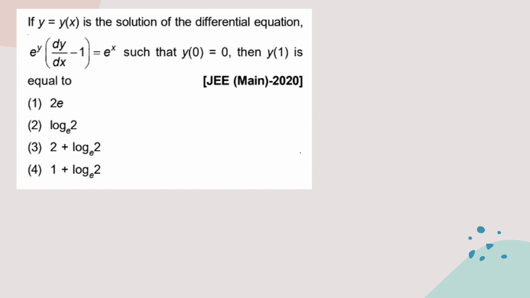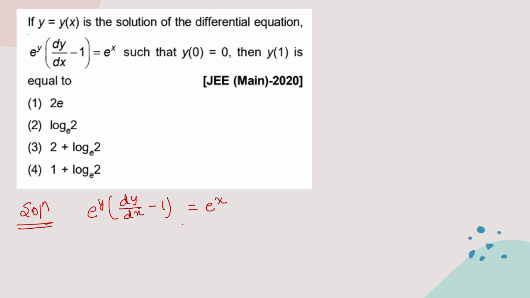So can you see the linear differential equation in this? Let me show you. E to the power y into dy by dx minus 1 is equal to e to the power x. It is already given that if y is equal to y of x is the solution of the differential equation. Means when you find out the y, you can equate this as y of x also. So e to the power x, right?